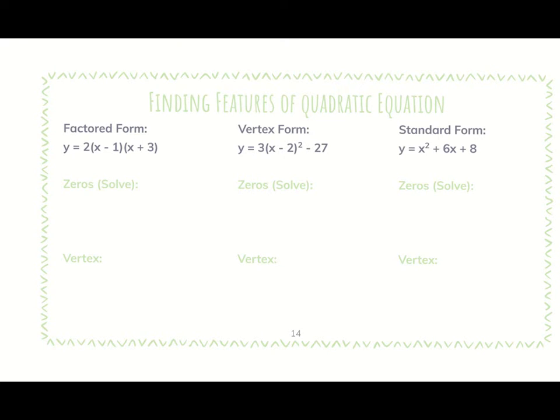So what we've got going on here is finding features of a quadratic equation recap. This is a lot of what we've already done, but just putting it all together in one nice little organized note packet here. So what I'd like you to do is to make sure that you get this down in your notes. This is going to be super important, really nice to be able to go back and view how to solve and find the vertex in each of these forms, giving you a nice little example.